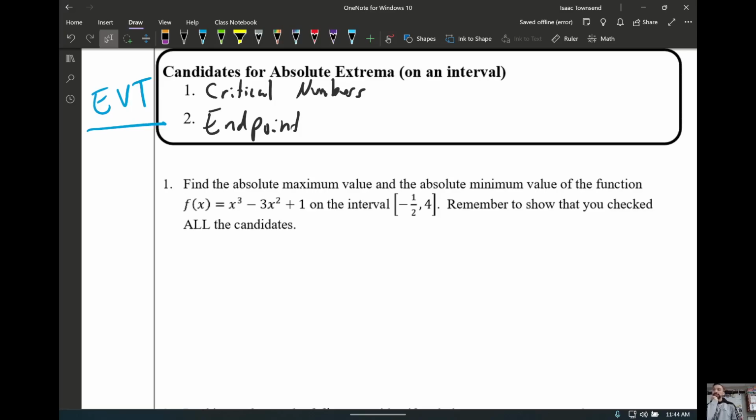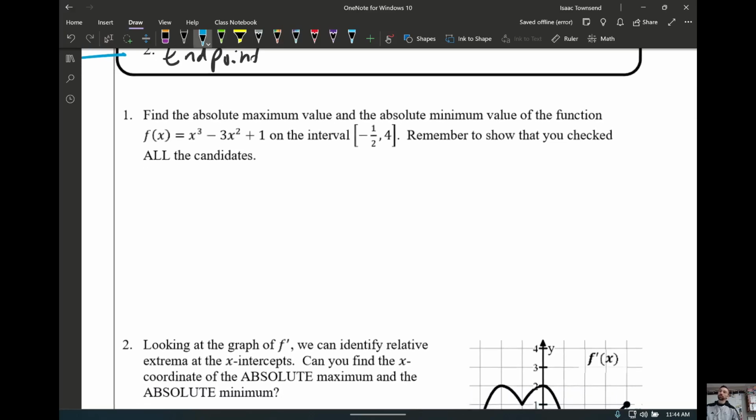Okay, so question one, find the absolute max value and absolute min value of this function between these values, and then remember to show your work. Okay, so what's supposed to go through your head as we do these things, when you see absolute min or absolute max, I hope that sticks to extreme value theorem. And extreme value theorem tells you your answers, your absolute min and max, are going to come from critical numbers and or endpoints. So those are the things we need to seek out.